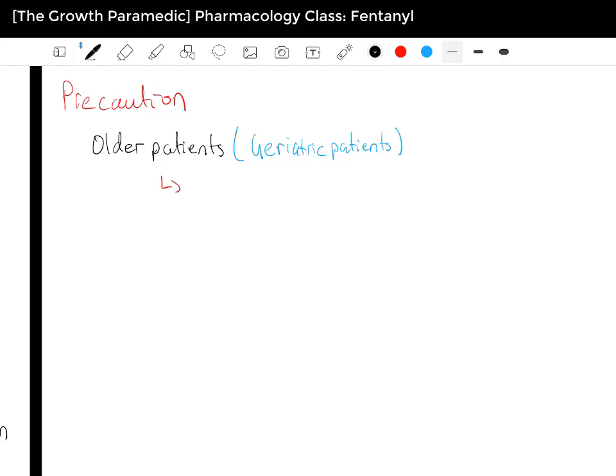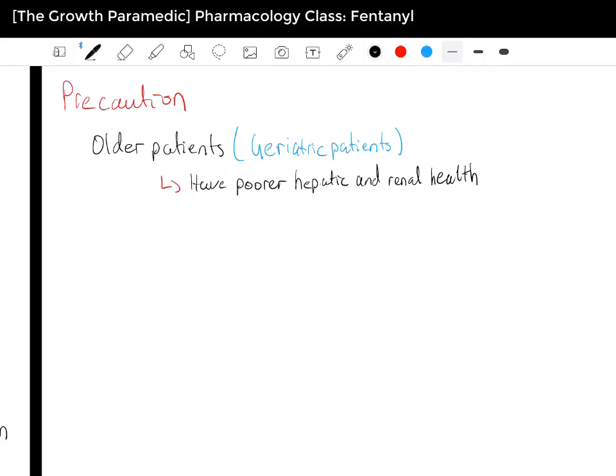Usually geriatric patients have poorer hepatic and renal health, because they usually have comorbidities, chronic illnesses that affect these conditions, and also with the general aging process, a lot of things that happen in the body are slowed, which affects basically all aspects of the human body. So usually geriatric patients have poorer hepatic and renal health compared to younger patients.